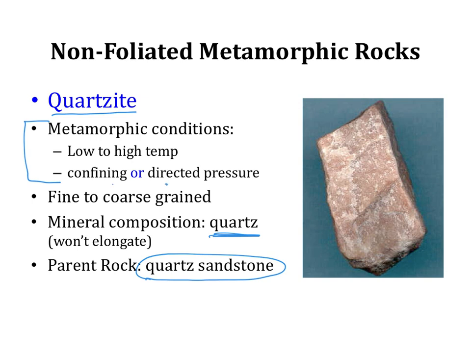We have confining or directed pressure. We can't tell which. We would need to look at some other rock in the area to see whether we could get a clue about whether or not there was any directed pressure. In this case, quartz sandstone starts out, remember, as grains cemented together. So recrystallization creates that interlocking texture that we see. So it leads to the interlocking crystalline texture.